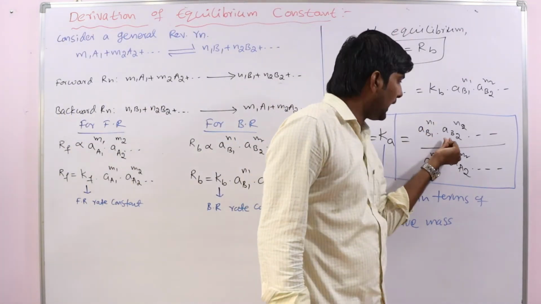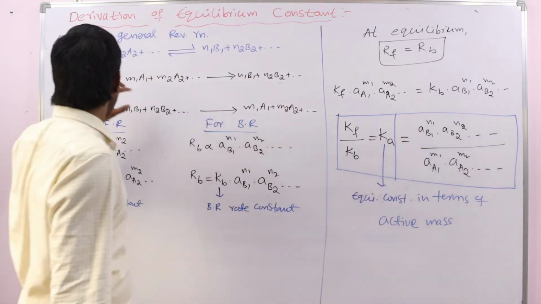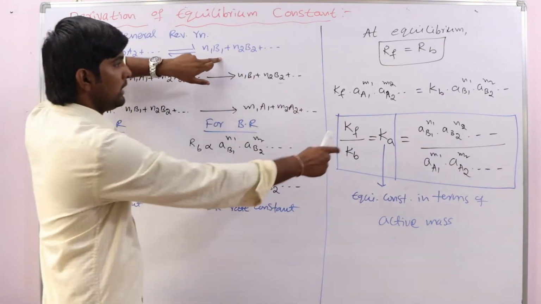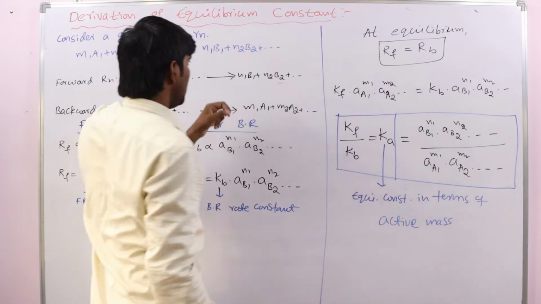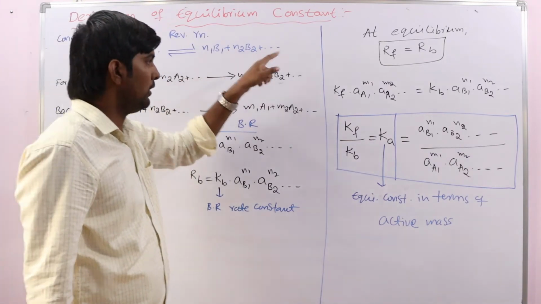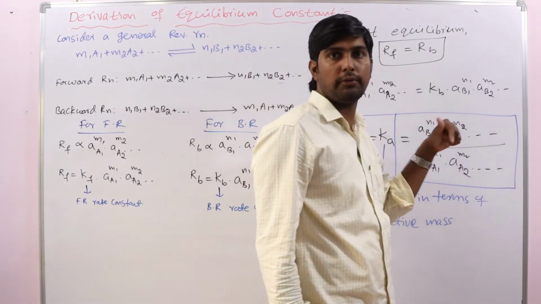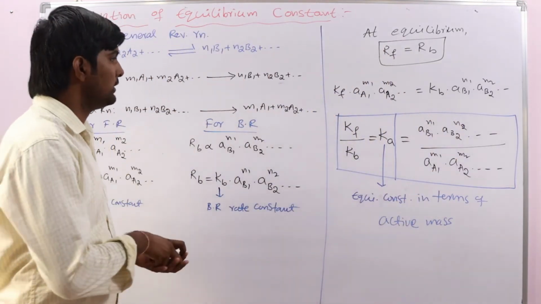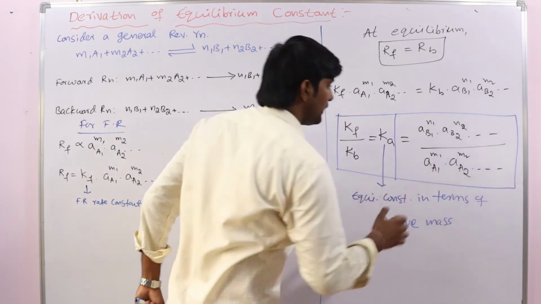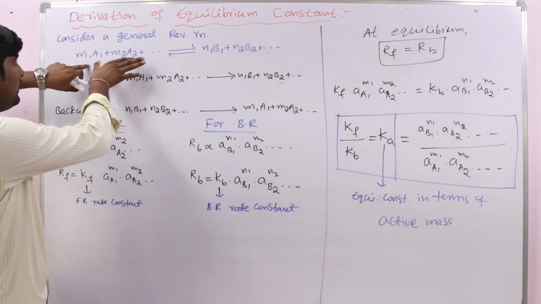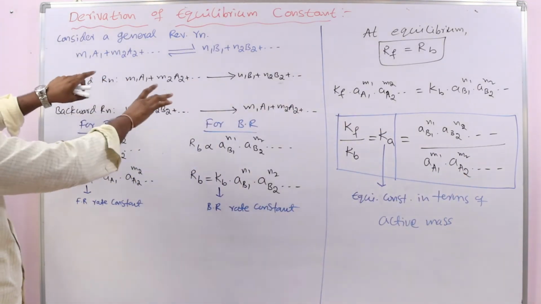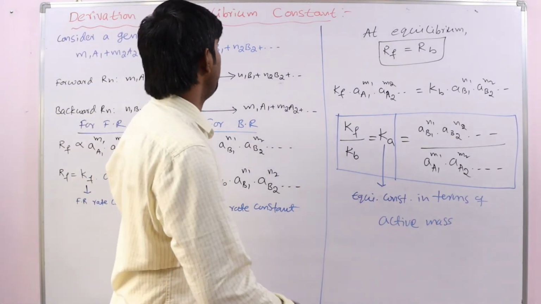Ka means the product of active masses of the products, in this reversible reaction, with every product raised to the power of its stoichiometric coefficient, divided by the product of active masses of the reactants. Clear? So this is the derivation of the equilibrium constant.